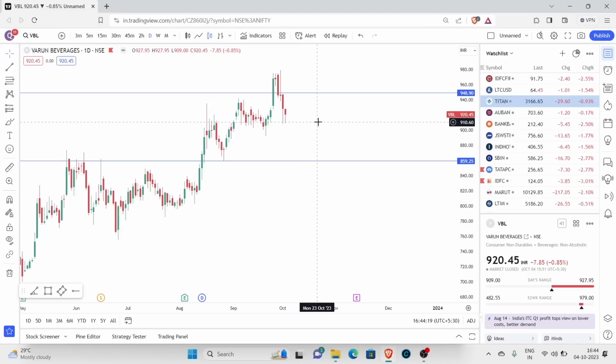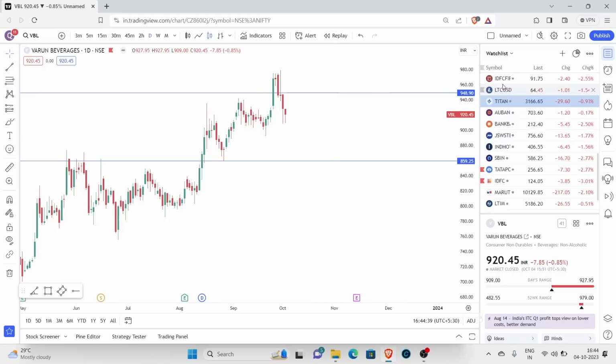Here, one thing you can see is that in the first trade, the stock was in momentum. We identified the support and resistance and we found a favorable risk to reward trade. In the second trade, what happened? We found the stock was in momentum. We identified the support and resistance, but at this point we found the risk to reward was not favorable. So we avoided taking the trade.